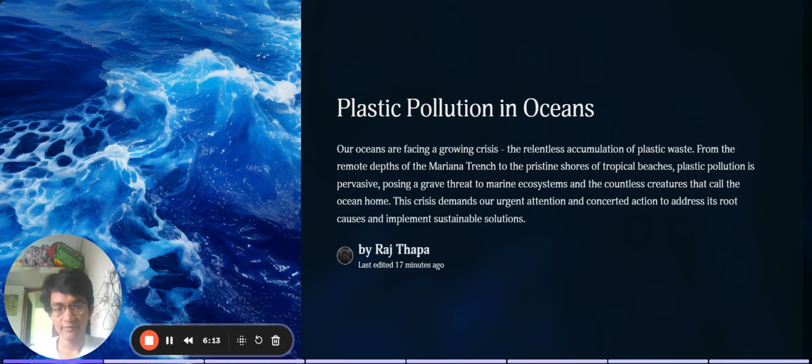Self-explanatory line: the crisis demands urgent attention. Yes, if we keep on polluting the ocean, one day or the other, it's going to hit us back. Concerted actions to address its root cause and implement sustainable solutions are very important. Go to the next slide.